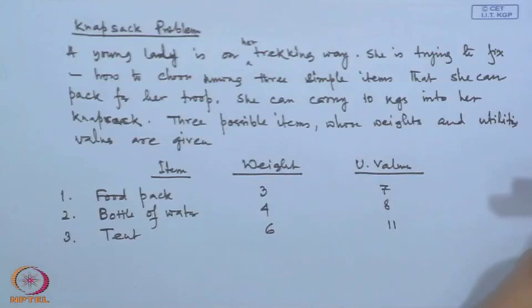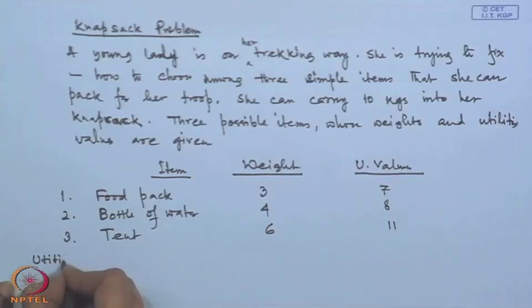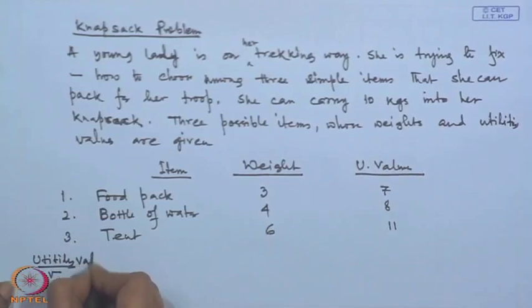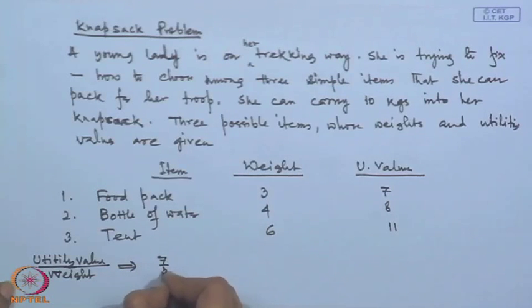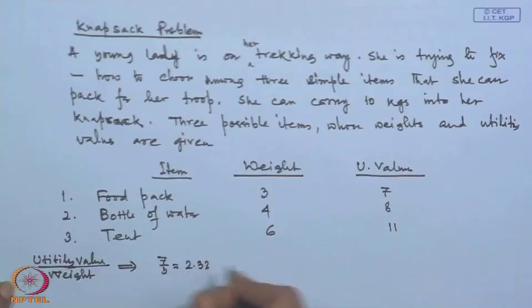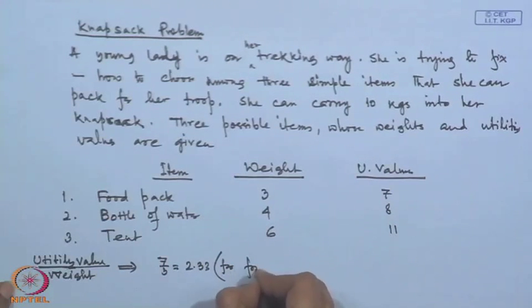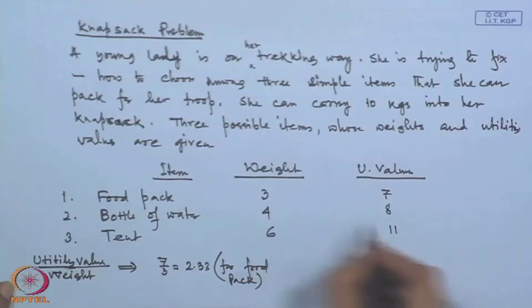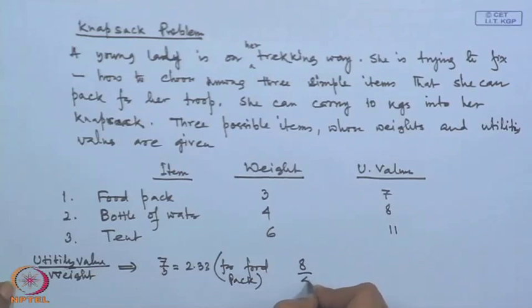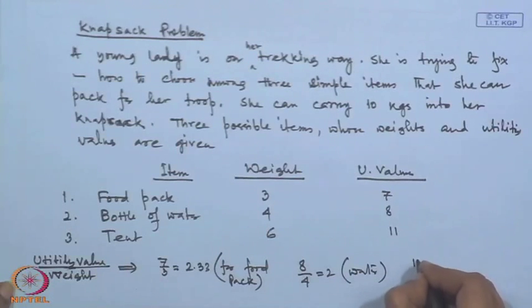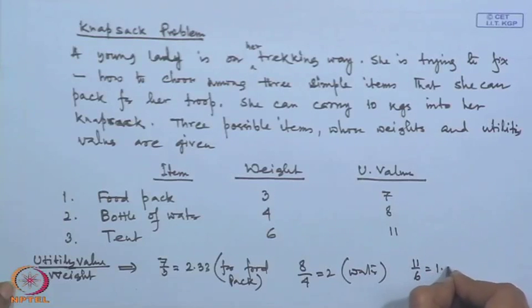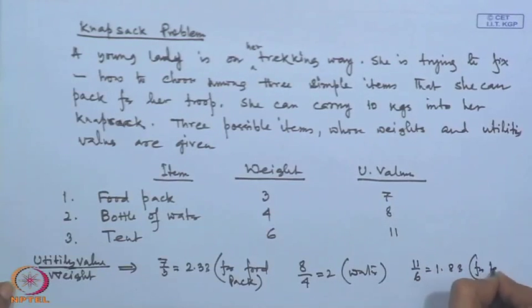If we see from the given information, if I just consider the ratio utility value divided by weight, these values are for the food pack 7 by 3, that means 2.33. Similarly, for the bottle of water it is 2, and for the tent it is 11 by 6, 1.83. That is for tent.